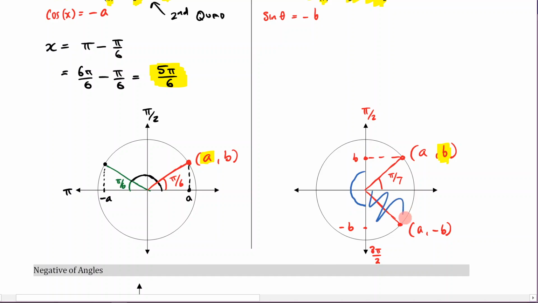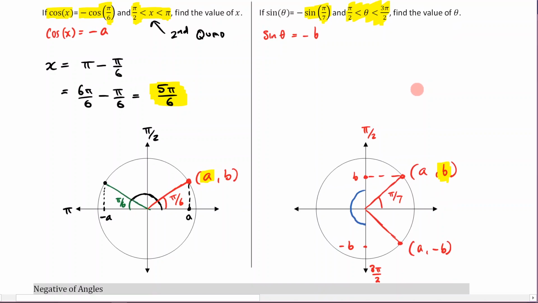So that means it can't be in my fourth quadrant. So I need a negative b value out in either my second or my third quadrant. Obviously, I can't get any negative y values out in my second quadrant, so that's out. That leaves me with my third quadrant. So how am I going to find it?